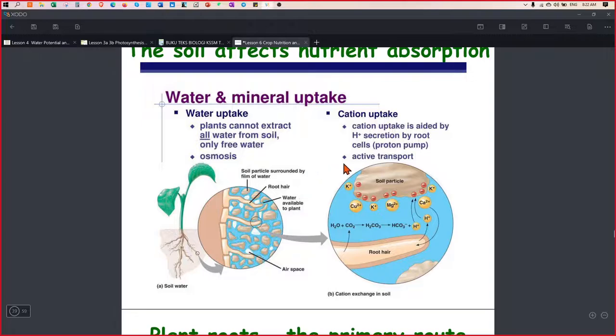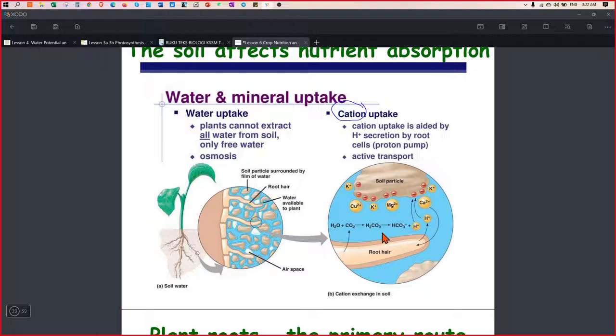Okay, so how are the ions of these elements absorbed? Remember one thing: of the 70 elements that you have learned, some are absorbed in the form of ions, specifically cations. Okay, how do plants do this? There are many mechanisms, but we're not going to go deep.